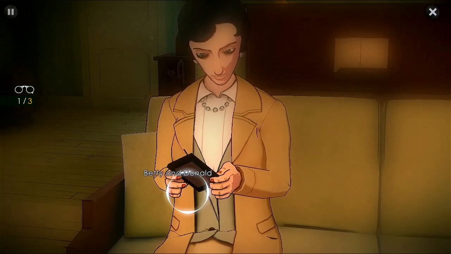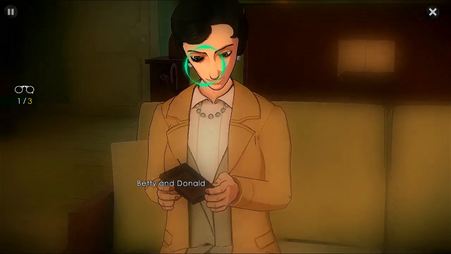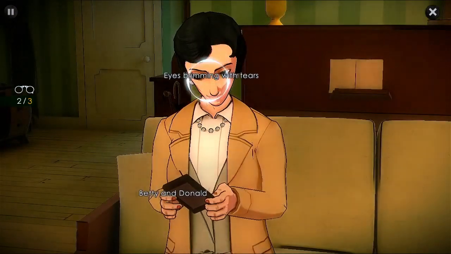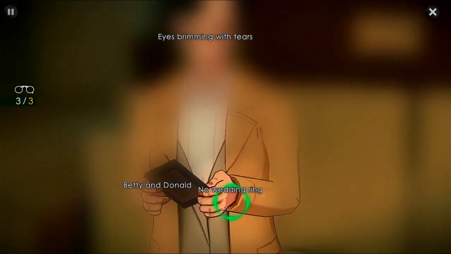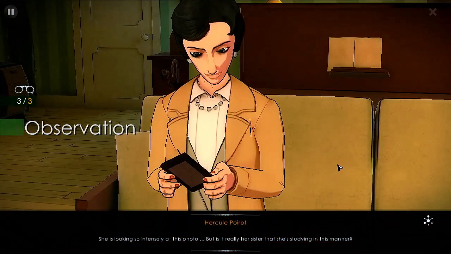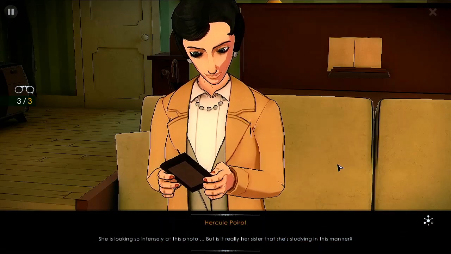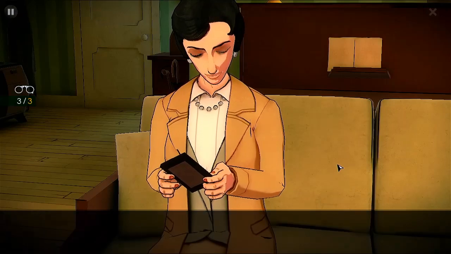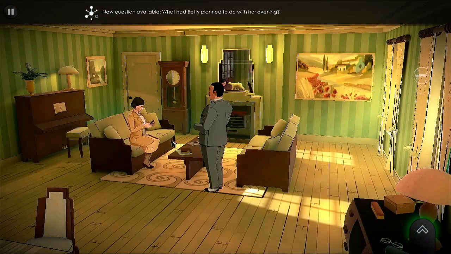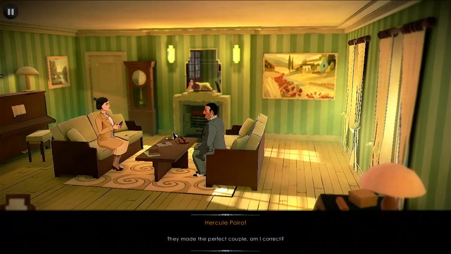Maybe she has feelings for Donald. She's looking so intensely at this photo. But is it really a sister that she's studying in this manner? Does the sister have feelings for Donald? Is that why she's annoyed?